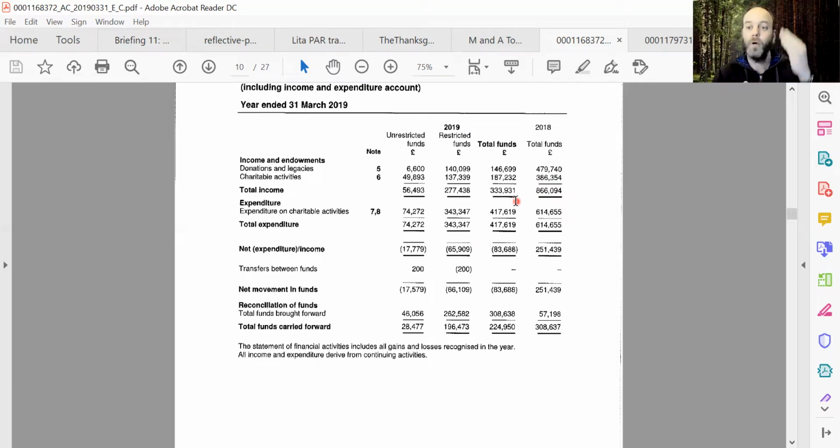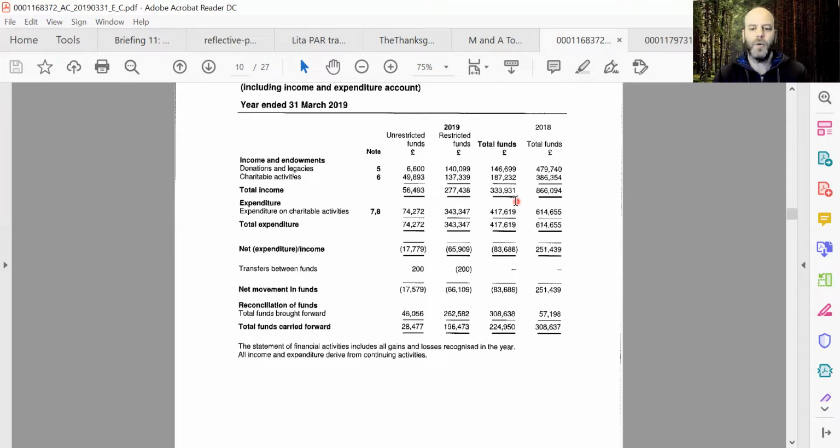Now, from what we know from reading the trustee report above, that might make sense, because in the previous years they were getting a lot of income to help them acquire the site and start the initial building work. So that kind of makes sense. We'd expect it to drop off a bit. So, okay, not too bothered.